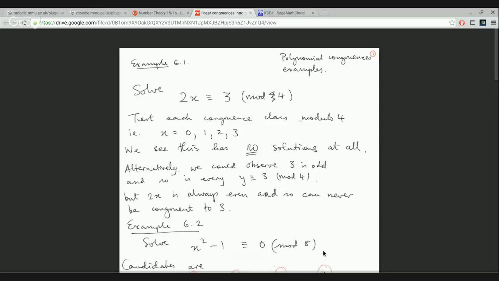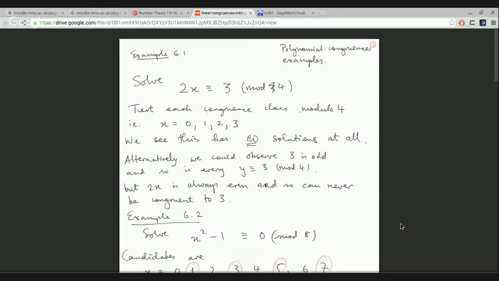Our first example was a linear congruence which had no solutions at all. Even the simple one, 2 times X being congruent to 3 modulo 4. 4 is a tiny modulus. There's only 4 possibilities for X. You can check them all. None of them work out, so that has no solutions. So sometimes polynomial congruences can have no solutions.